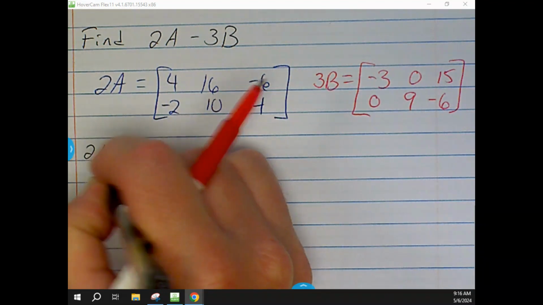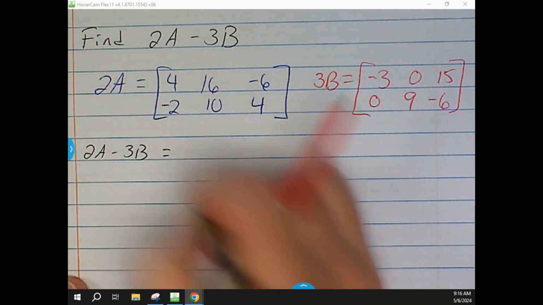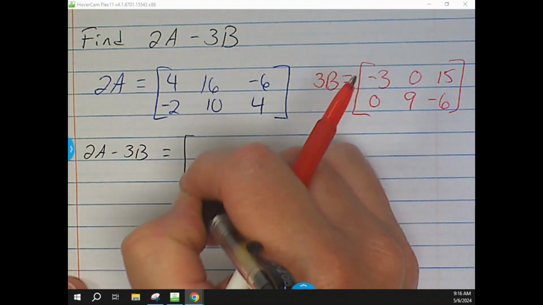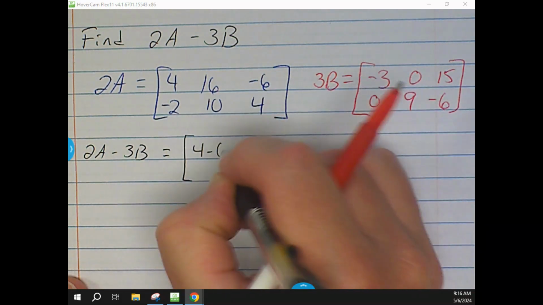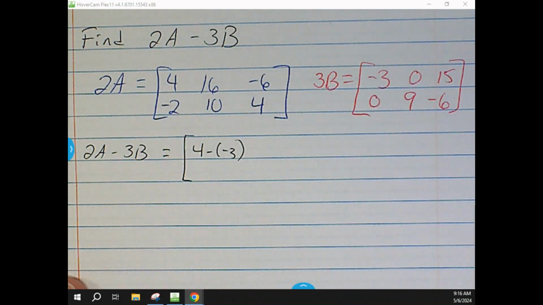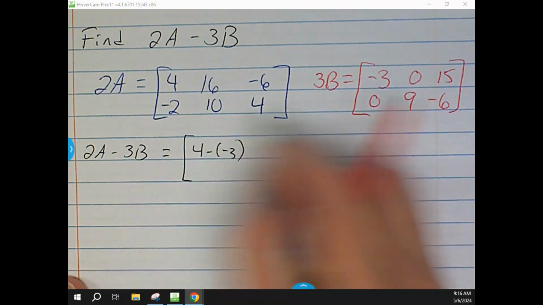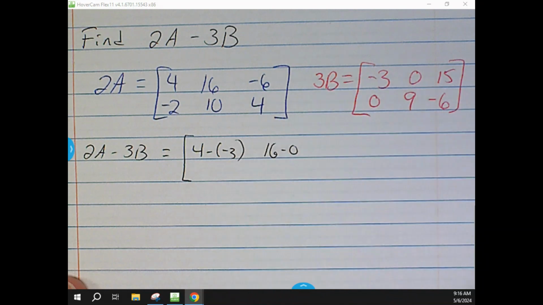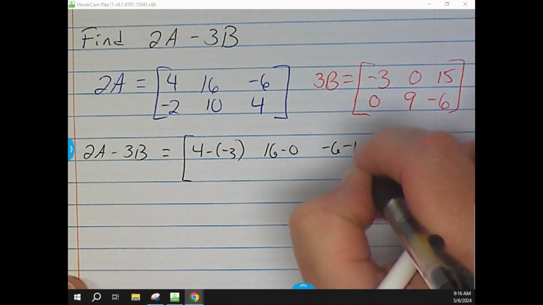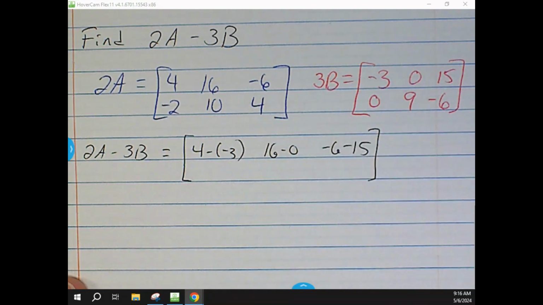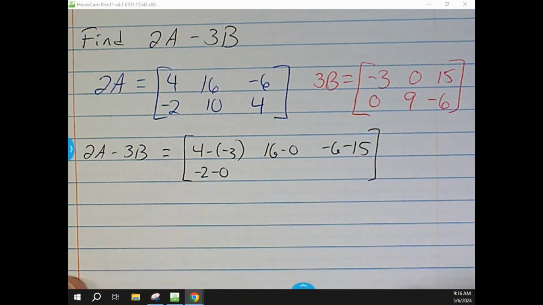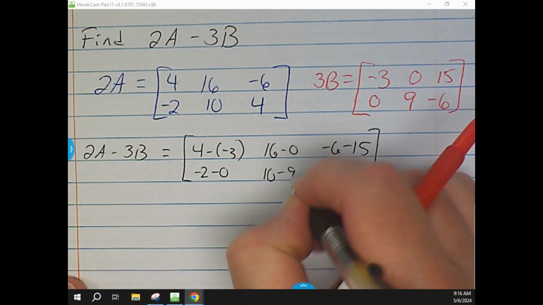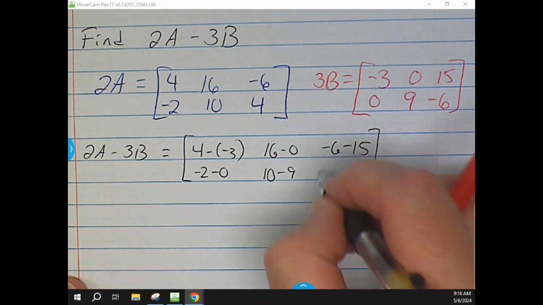So 2A minus 3B. Again, this may be one where you might want to write these down just to make sure you don't miss anything. It's 4 minus -3, which will make it 4 plus 3. It's 16 minus 0, and then -6 minus 15. Then it's -2 minus 0, no big deal there. 10 minus 9. And then 4 minus -6.